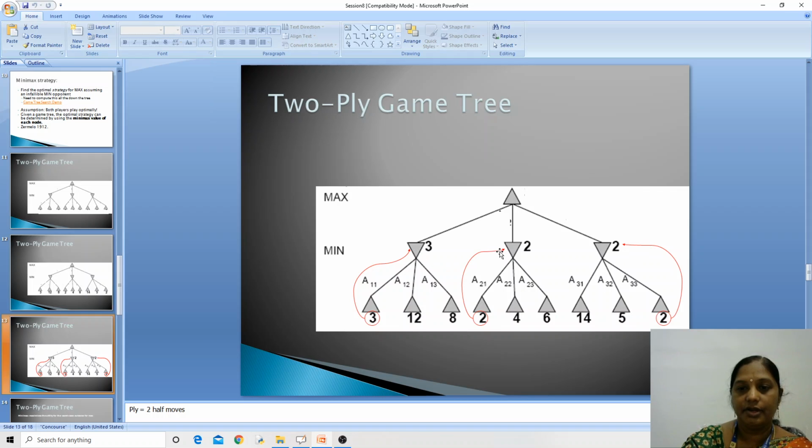And here I have 3, 2, 2. So whose turn is it? It is Max's turn. So what will Max decide? Are you observing here? We are going backwards. That means we are applying the backtracking technique in game theory.